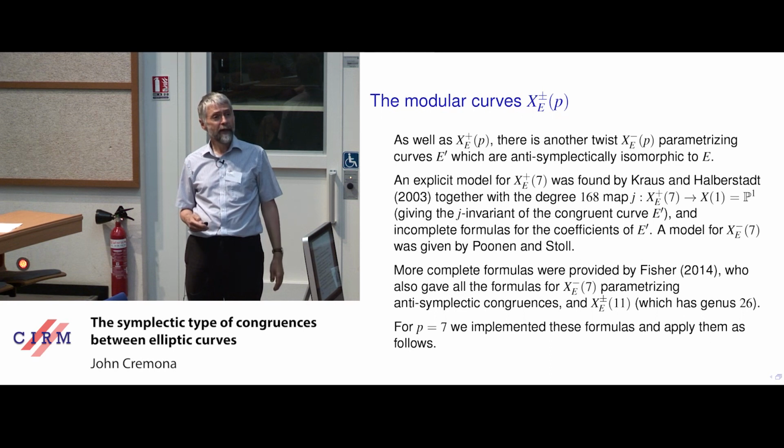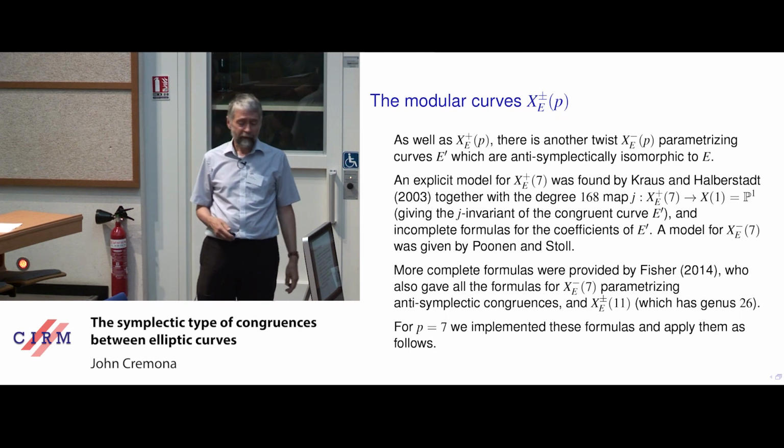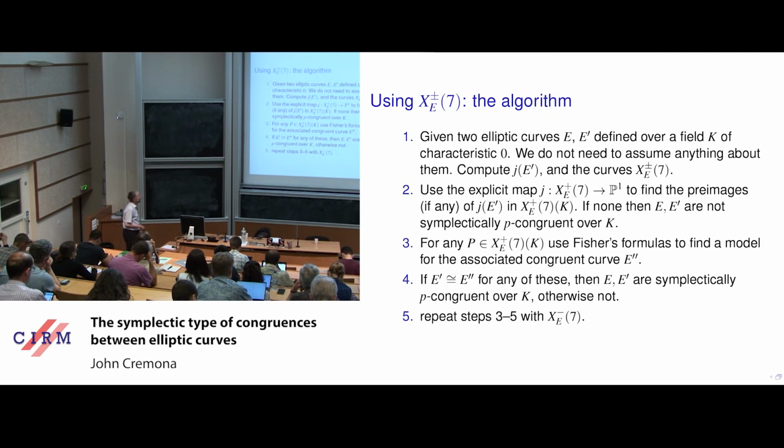So this is the algorithm. This algorithm actually works over any field, maybe excluding characteristics 2, 3, and 7. So let's say characteristic 0. You give me two elliptic curves E and E prime, and I'm going to tell you whether they're symplectically congruent or antisymplectically congruent. So this is what I do. I compute the j-invariant of the second curve, but I compute both of these twists of the modular curve attached to E, X_E plus of 7 and X_E minus of 7. And then the next 3 steps I do once for X_E plus and once for X_E minus.